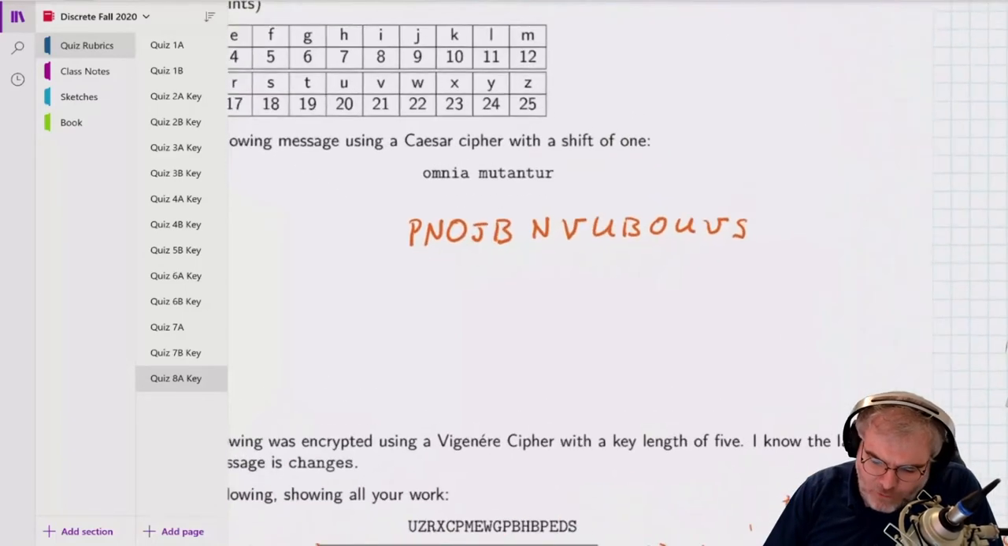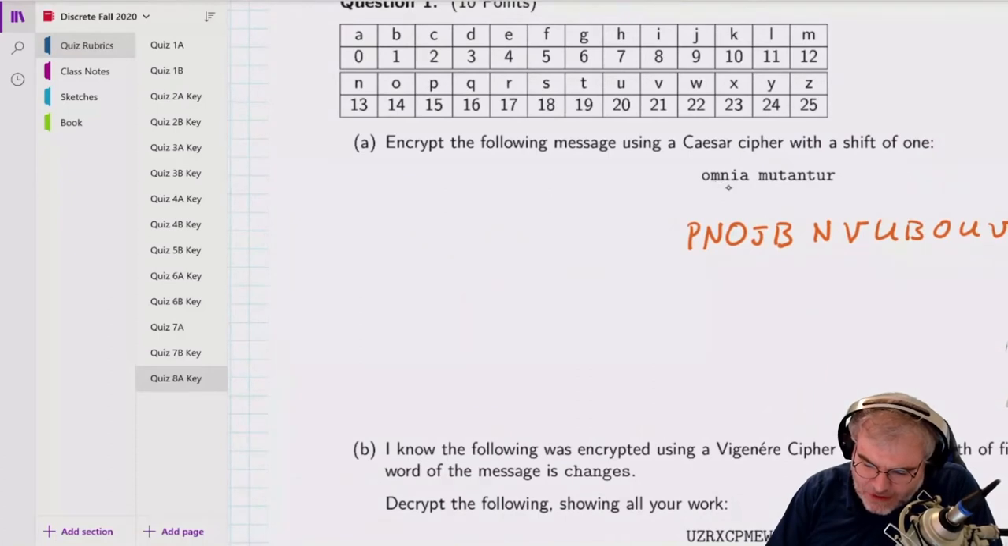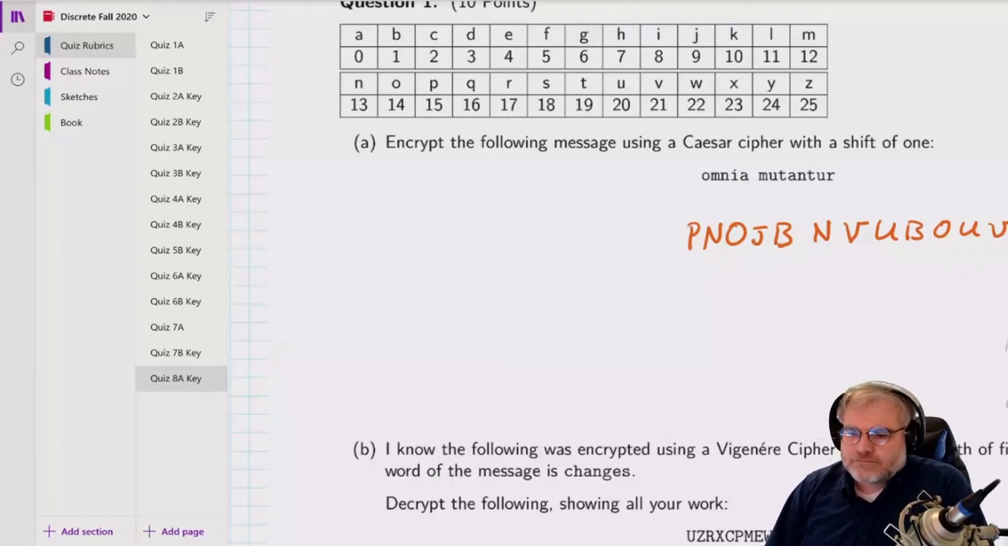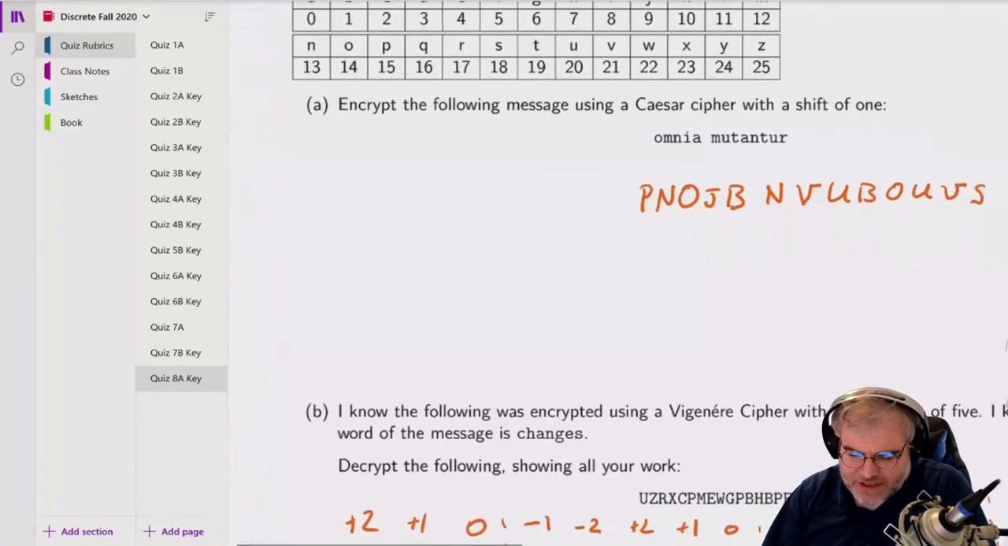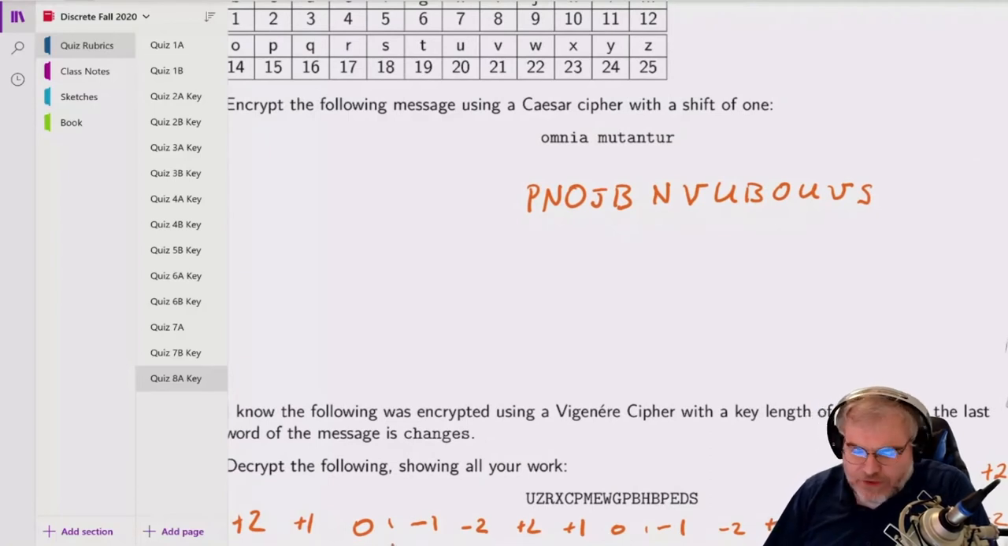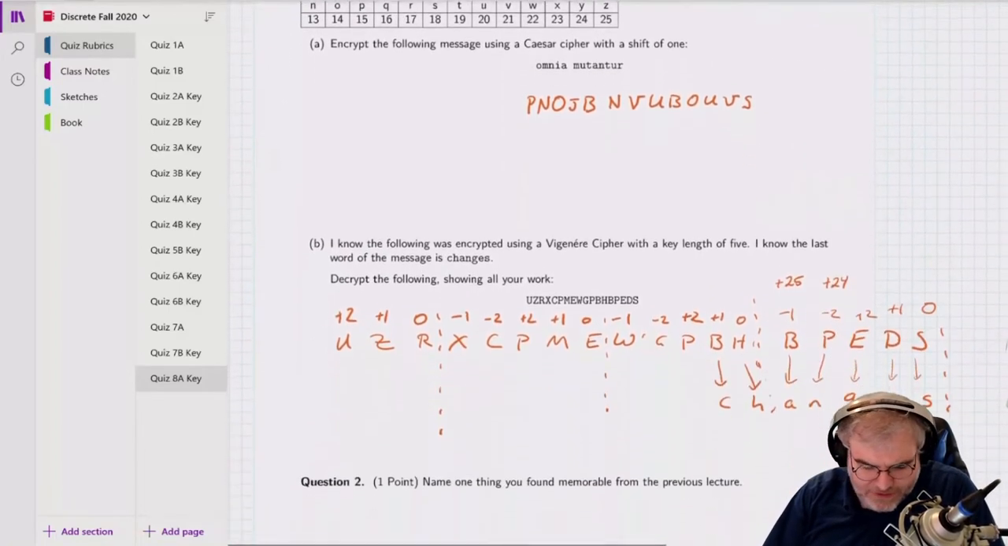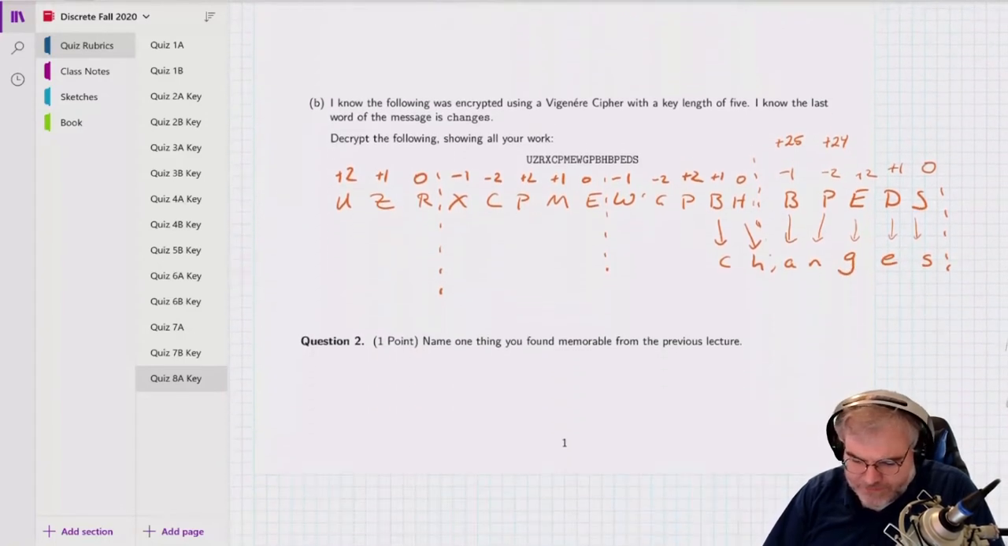So here's what I got. I add one to every one of these, and I get P, N, O, J, B, etc. How do we feel about that one, 1 to 5? As I said, if you messed up in a few places, or if you got one of the other answers, like if you went backwards or something like that, we're going to try to do partial credit. It will take a while to make this happen. As I said, it's easier to do these on paper than it is on the auto thing, but we don't have paper. We have just the auto thing.